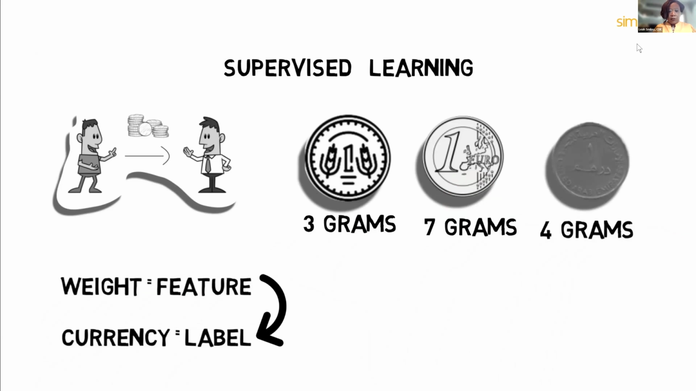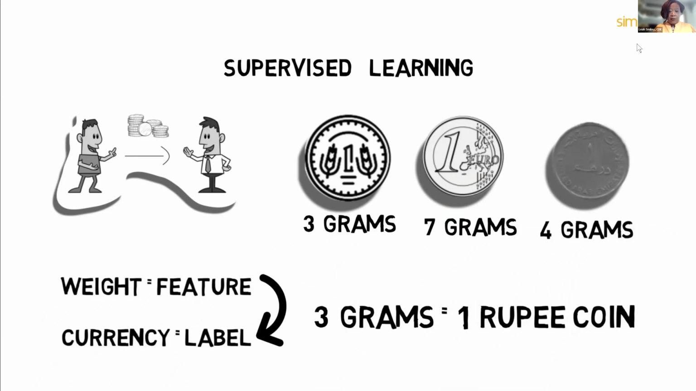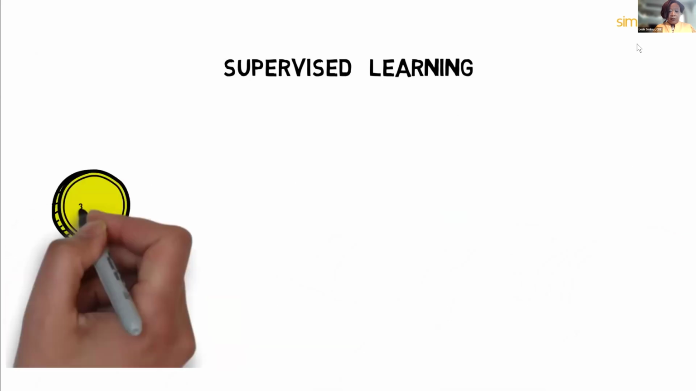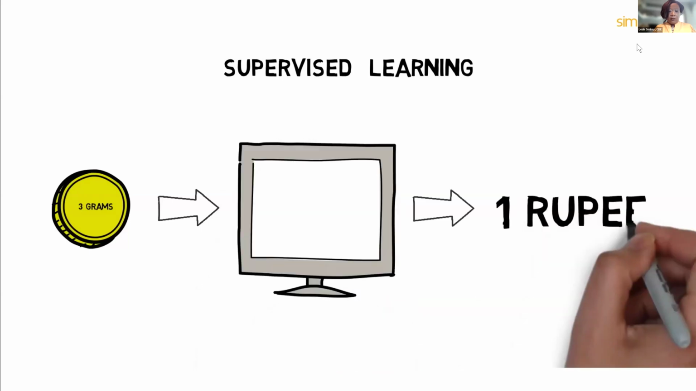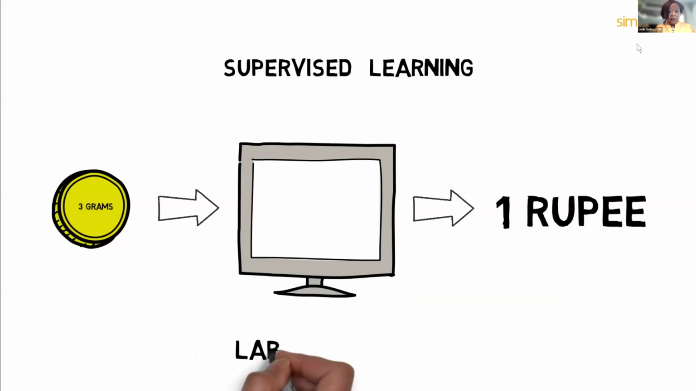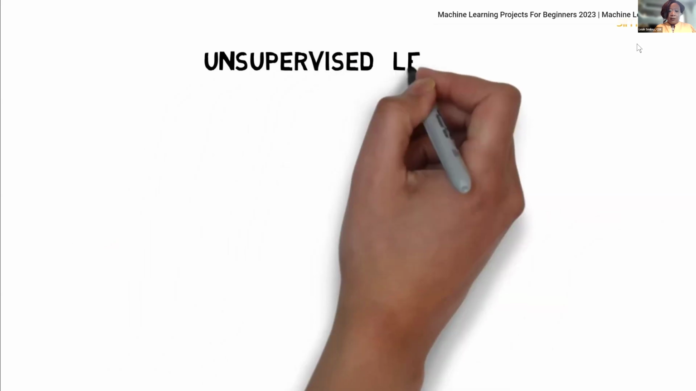For example, it will learn that if a coin is of 3 grams, it will be a 1 rupee coin. Let's give a new coin to the machine. On the basis of the weight of the new coin, your model will predict the currency. Hence, supervised learning uses labeled data to train the model. Here the machine knew the features of the object and also the labels associated with those features. On this note, let's move to unsupervised learning and see the difference.